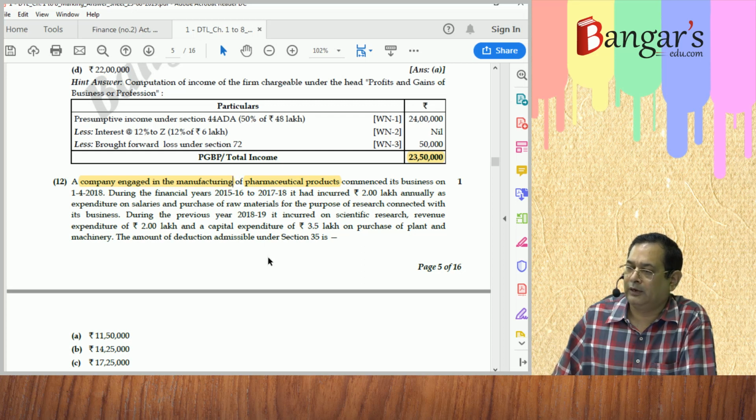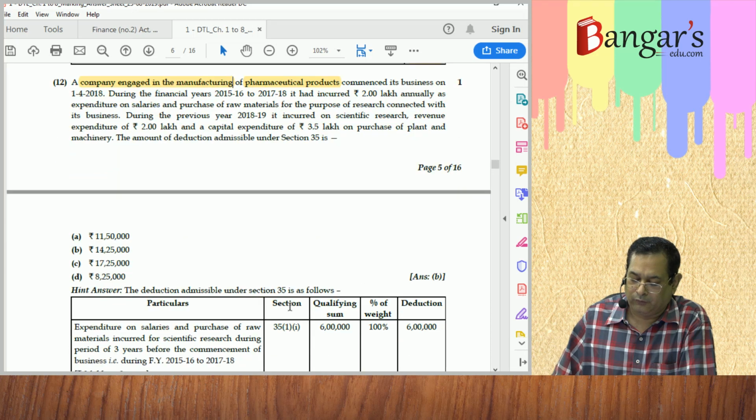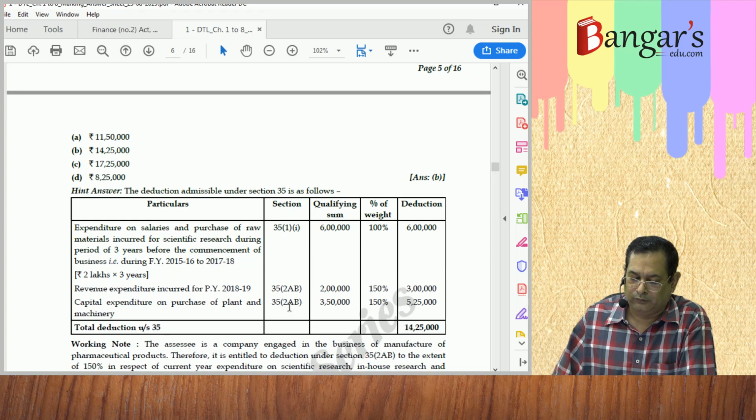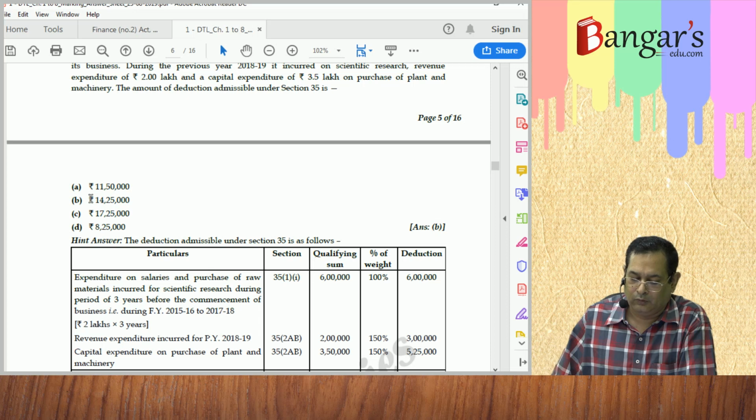Within a period of 3 years prior to the commencement of business, deduction will be allowed under section 35(1)(ii), and for 18/19 it will be allowed under 35(2AB). Capital expenditure on plant and machinery, the same will be allowed as deduction under 35(2AB). So here under 35(2AB) you will be allowed a weighted deduction of 1.5 times, and under 35(1)(ii) 100% of the expenditure will be allowed as deduction. So this way the amount deductible will be rupees 14,25,000.